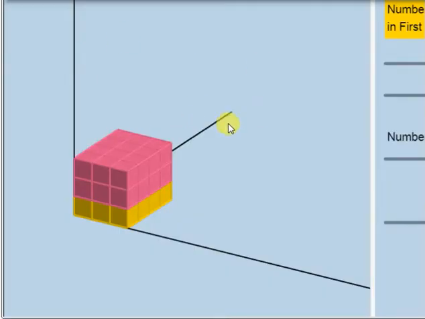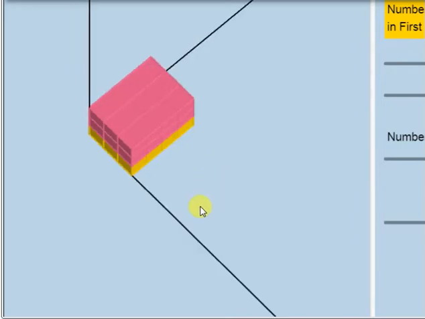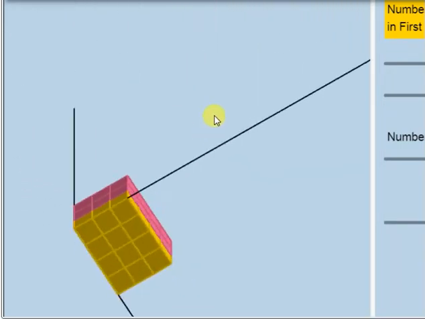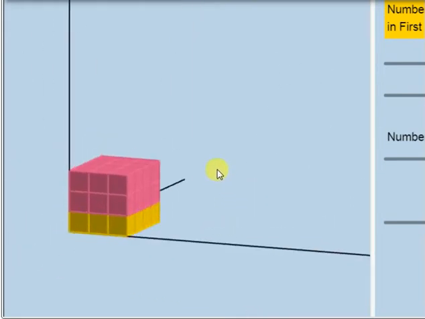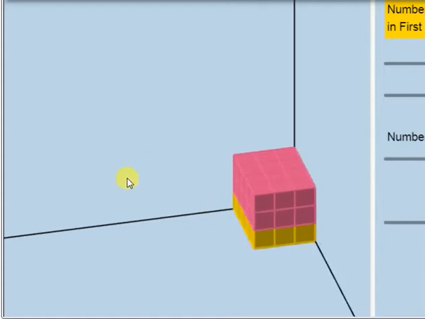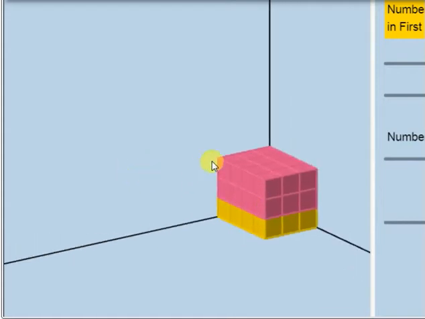Okay, now in front of us we have a three-dimensional cube. You can see that this is a cube, sorry, a rectangular prism in front of me. You can see this from all the dimensions. Right, now if I want to find the volume of this, what I need to do is count the number of cubes that fit in this.